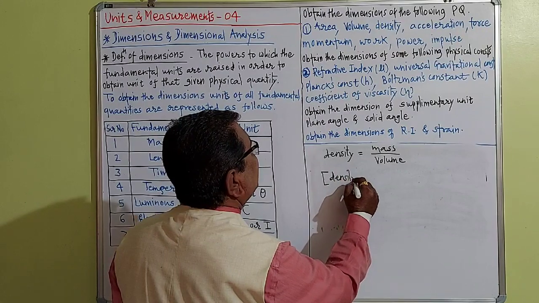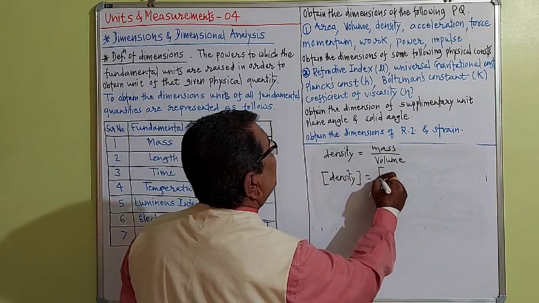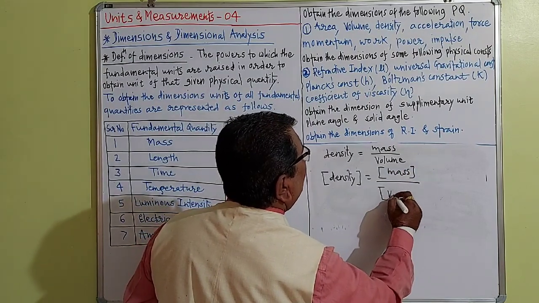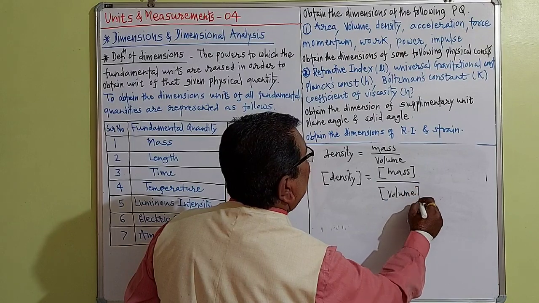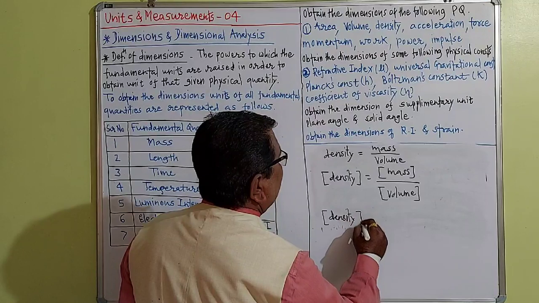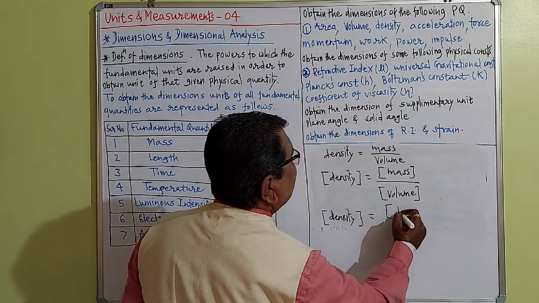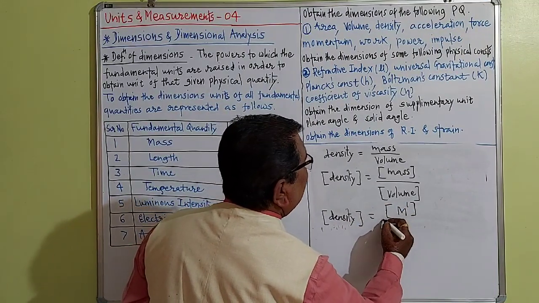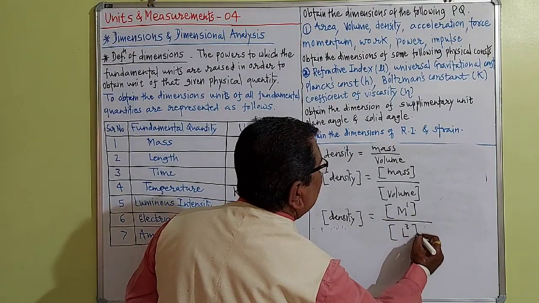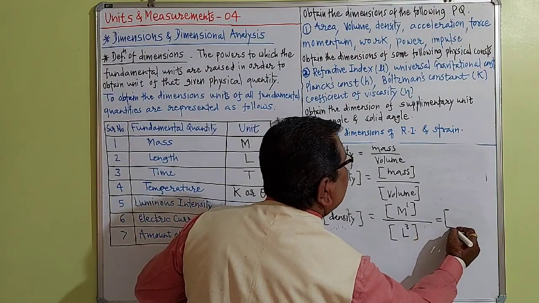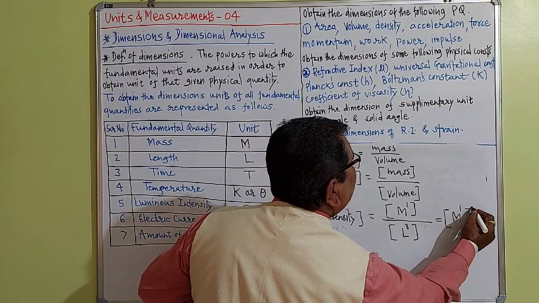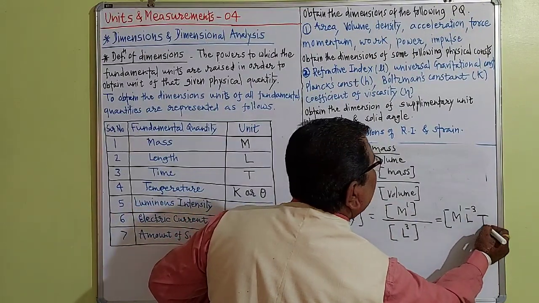Dimension of density is equal to what? Dimension of mass upon dimension of volume. So you will get what here? What is dimension of mass? Dimension of mass is M1. What is dimension of volume? Dimension of volume is L3. So this may be written like this: dimension of mass M1, L minus 3 in the numerator, and T is equal to 0.